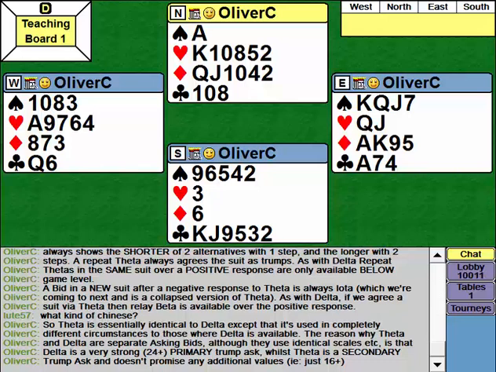Okay, any questions at all on theta before we move on to iota? Anything that you don't think that I've explained quite clearly enough, or anything that you're unsure of? Okay.